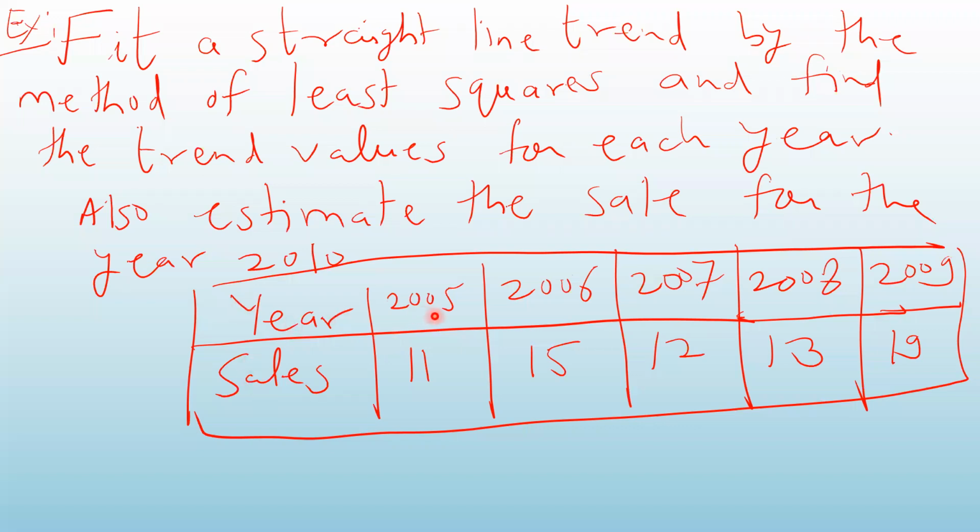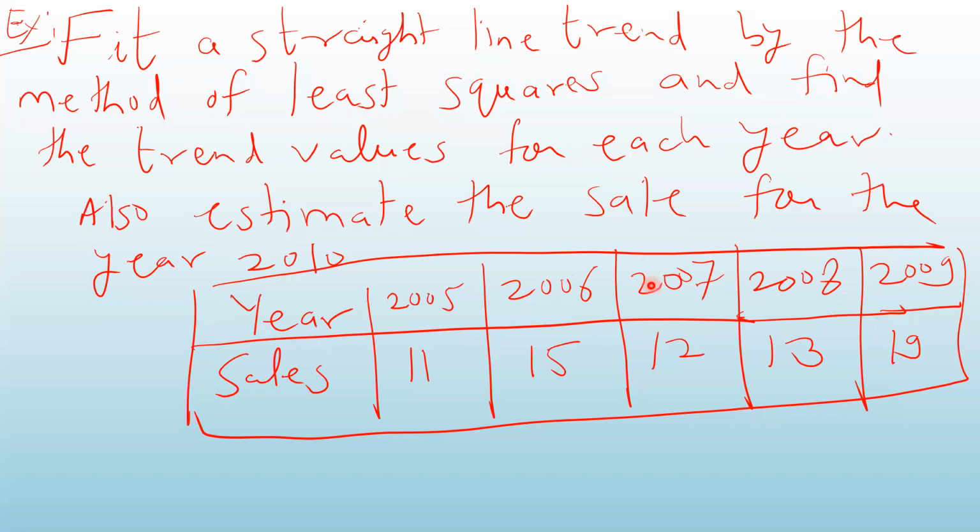In the year 2005, the sale figure is 11. It may be in thousand or lakhs of rupees. In 2006, it is 15. 2007, it is 12. 2008, it is 13. And 2009, it is 19. You have to make a prediction or estimate the trend for the year 2010.